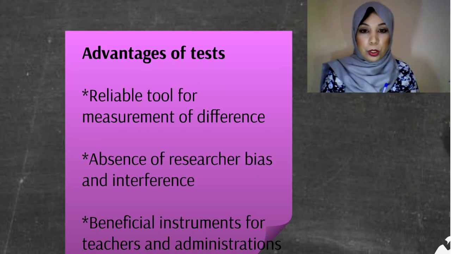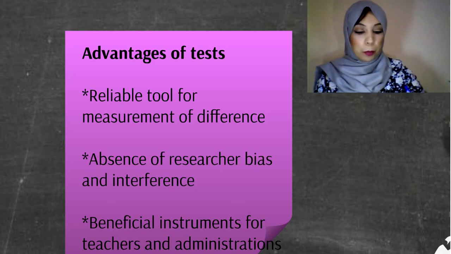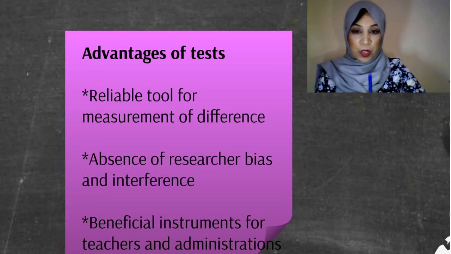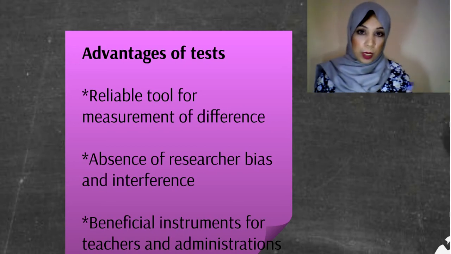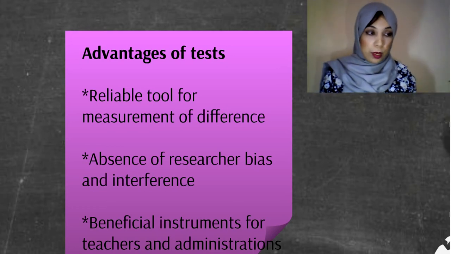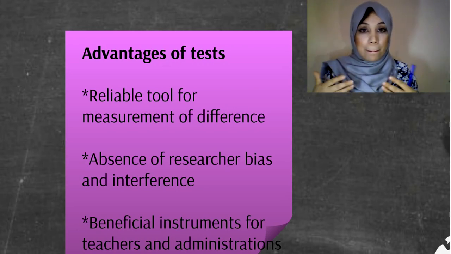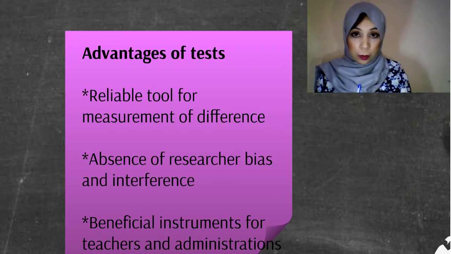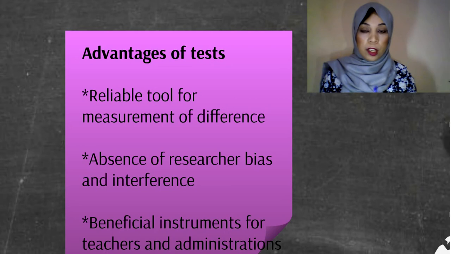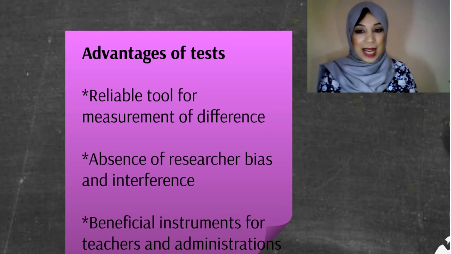Tests are reliable tools for measurement of difference, which means that by employing tests as research instruments, we are going to measure the difference between one group and another, the difference between one subject and another, the difference between one informant and another, one group and another, and so forth. So we can measure, and it is very reliable to measure, differences among subjects and differences among items.